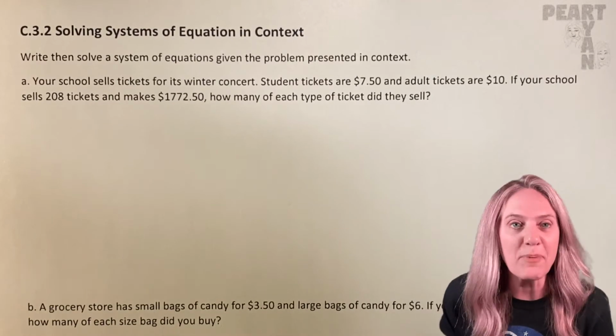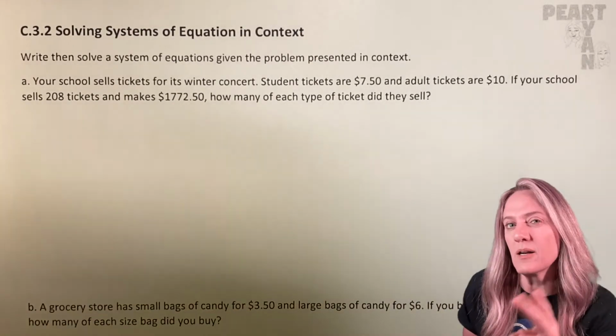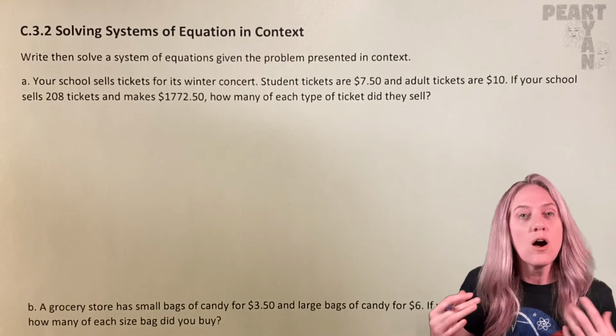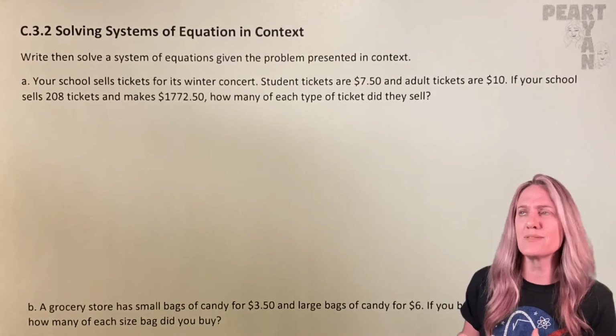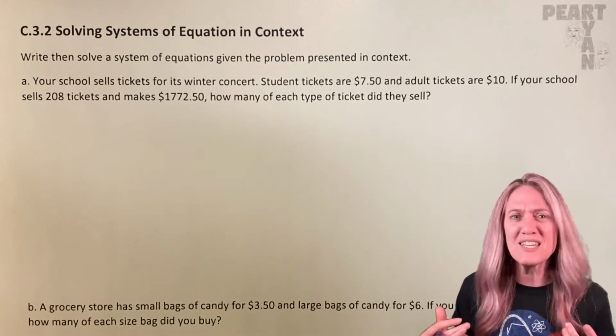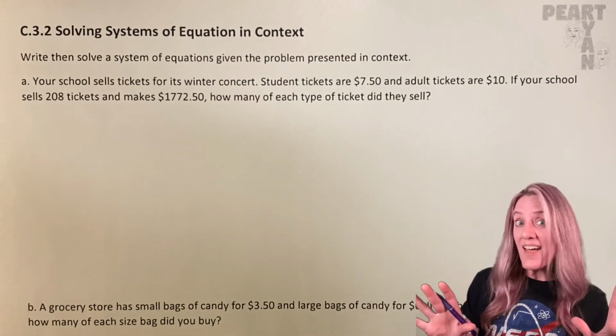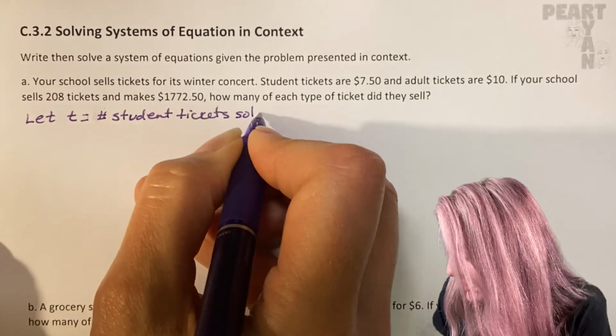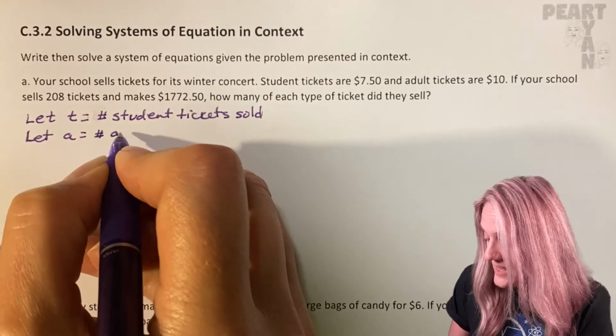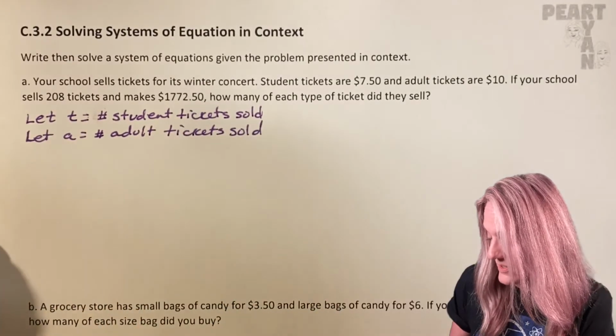Okay, let's break this down. What are the two things we're talking about? Student tickets, adult tickets. Normally I would just say S for students, but my S's look like 5s and then I get in trouble. So I'm going to use T because students are terrific. So let T equal the number of student tickets sold and let A equal the number of adult tickets sold.